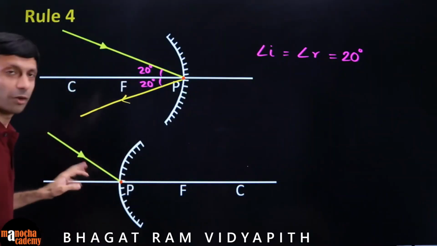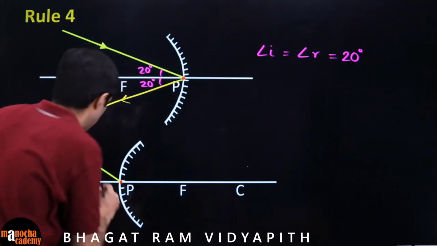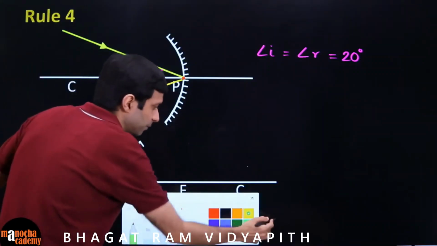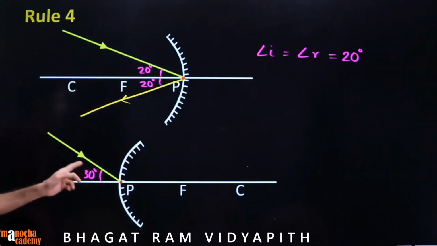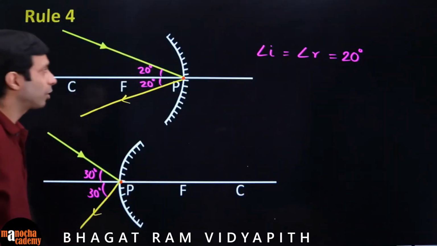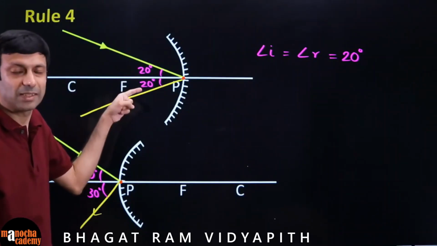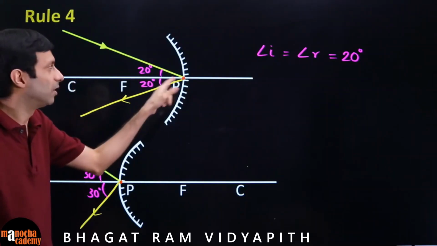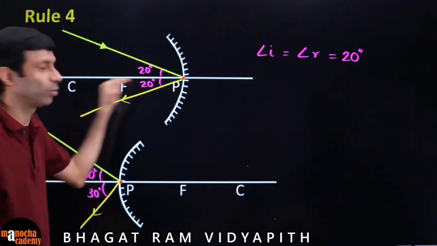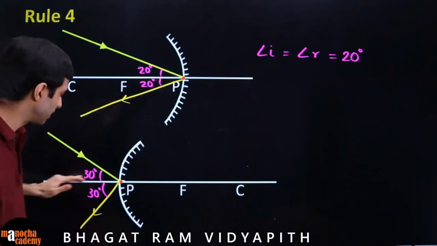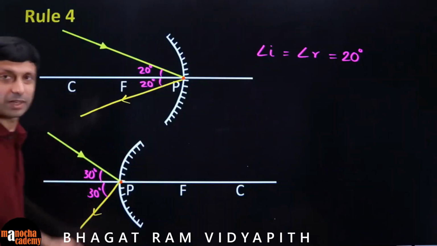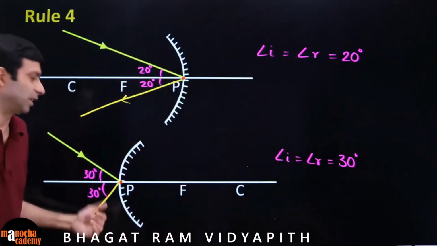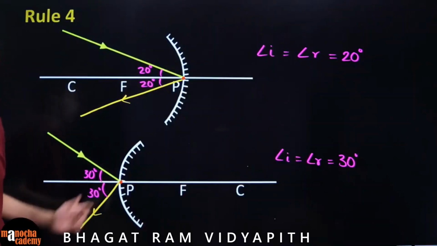And similarly for a convex mirror also, let's say this angle is 30 degrees. So it will bounce back off the mirror, making the same angle of reflection as the angle of incidence. Important thing to realize is why are these angle of incidence and reflection here? Because this is our normal. It is perpendicular to the point of incidence, the line passing through the center of curvature, which is the principal axis here. Once again here. So there again you can see angle of incidence is equal to angle of reflection is equal to 30 degrees. This is rule number 4.